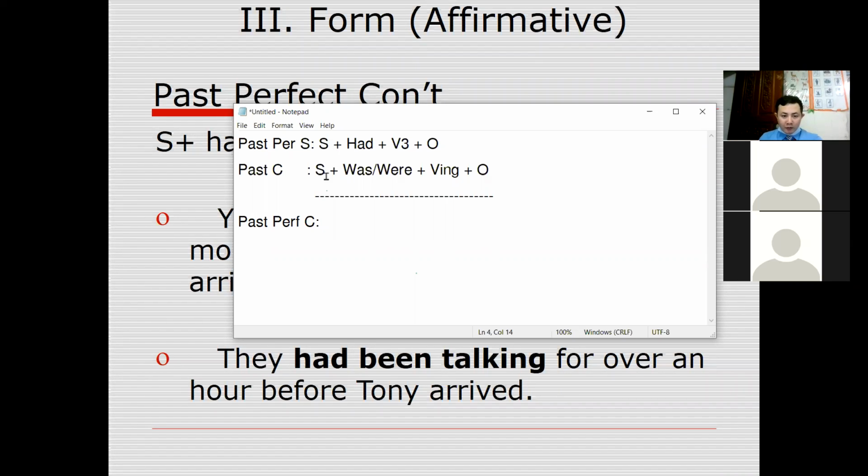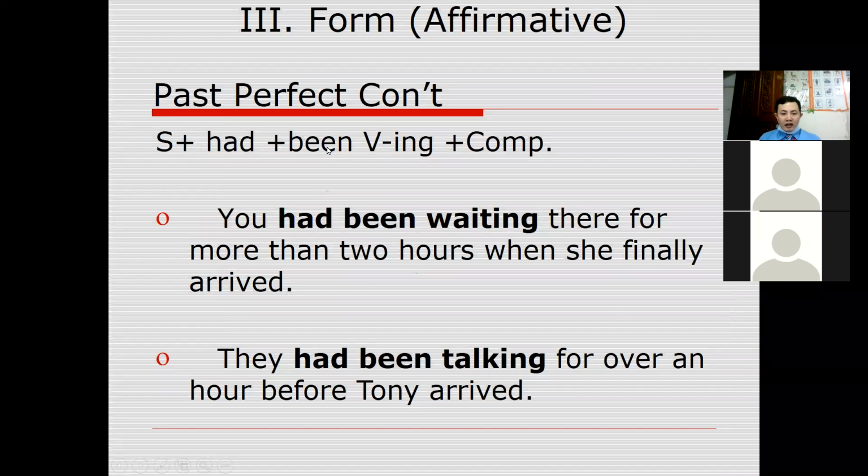So the form, right: subject becomes subject, and then had is still had, and then was or were, it means it comes from to be, right? So the to be here with the verb 3 becomes been, right? Been. To be with verb 3 becomes been, and then still verb ing here, you just put verb ing, and then you plus the last one, object. Okay, so it becomes subject plus had plus been plus verb ing plus object. So here: subject plus had plus been plus verb ing plus complement or object.